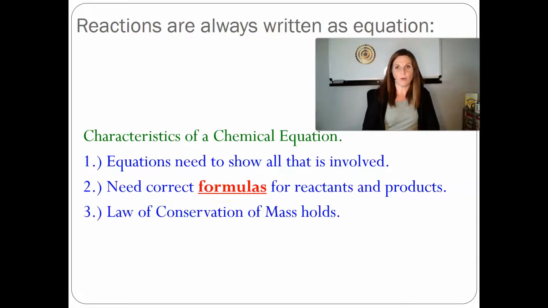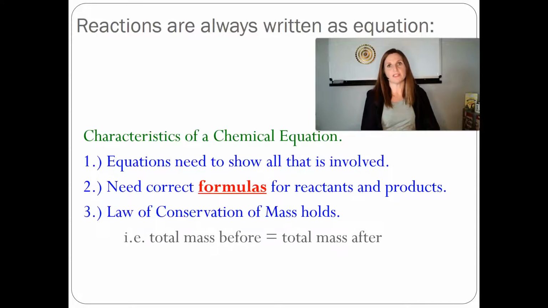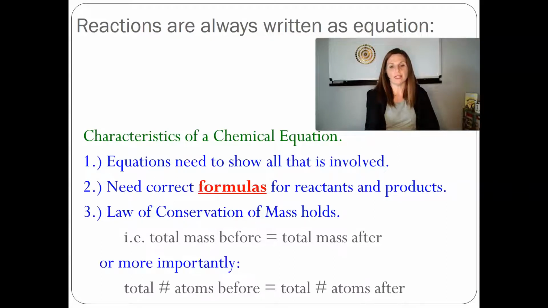We also need to uphold the law of conservation of mass, which says that the total mass before needs to be equal to the total mass after in the equation. But more importantly for us, the number of atoms before needs to be equal to the number of atoms after. And this part is where we come up with the idea of balancing. So in this chapter, we're going to be combining what we learned with chapter 9, and we're going to be adding to it and balancing those chemical equations in order to uphold the law of conservation of mass.